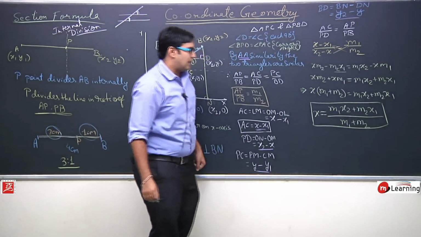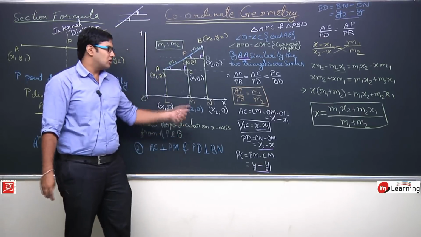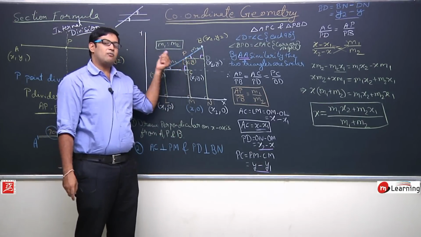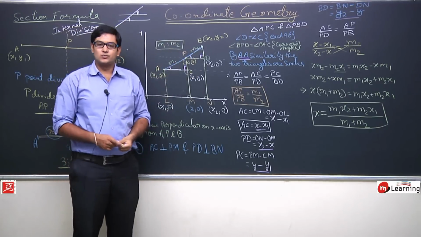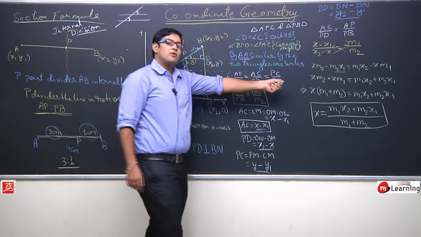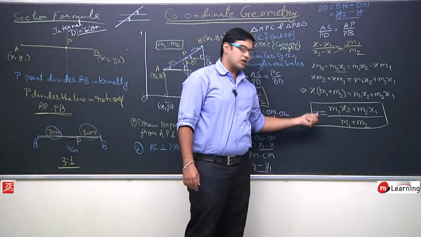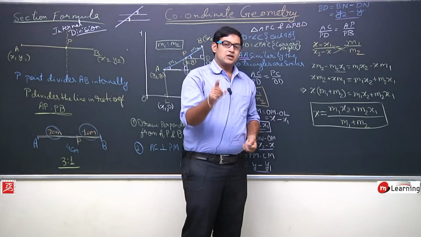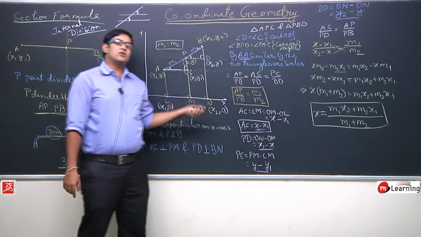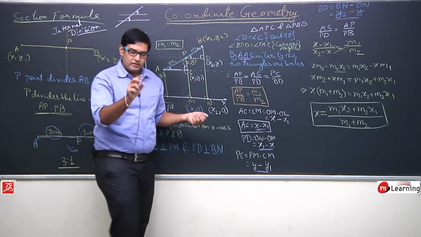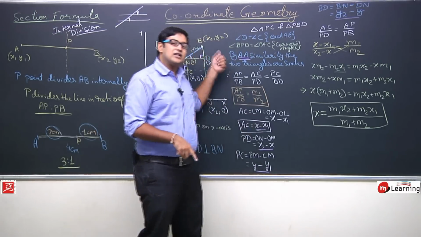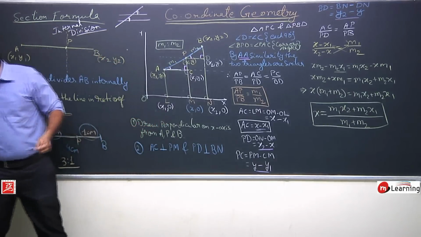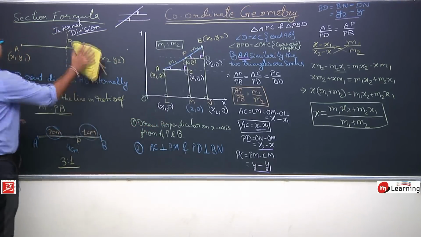This is the value of x, or the x coordinate of point P in terms of m1, m2 and x1, x2. So this will be the x coordinate of point P. But we need to calculate the y coordinate also. To locate some point, we need two coordinates, x coordinate as well as y coordinate. So let us calculate the y coordinate. Okay, let us calculate it here.